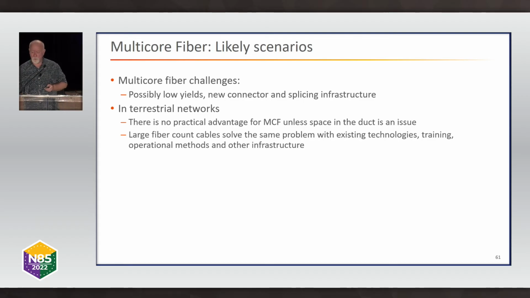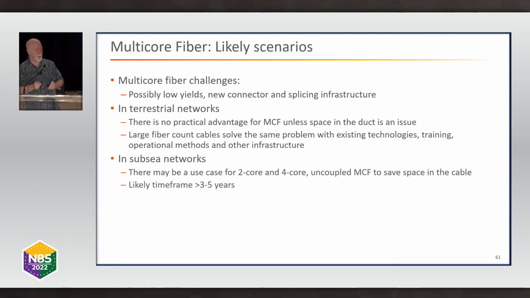In terrestrial networks, I don't think there's a practical use case here for multi-core fiber, unless space in the duct eventually becomes a problem. Because large fiber count cables seem to be a much more straightforward approach to solving the problem. Now in submarine networks, this is a different story. I've got a section at the end specifically on subsea.